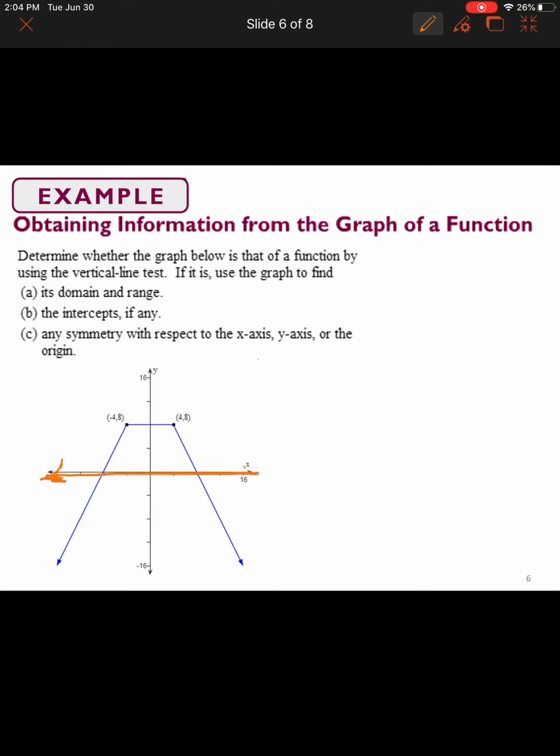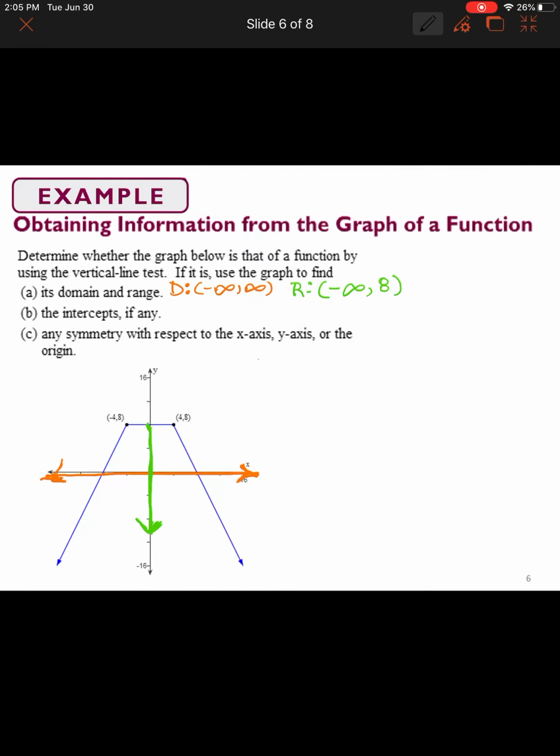When we look left or right, there are no breaks in that graph. So the domain is all real numbers. Now to check the range. This graph has a peak, but it does not have a bottom. It goes down forever. So the range, since it's going down forever, goes to negative infinity, but the highest it goes is positive 8.